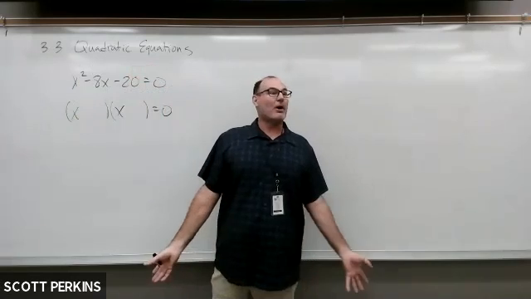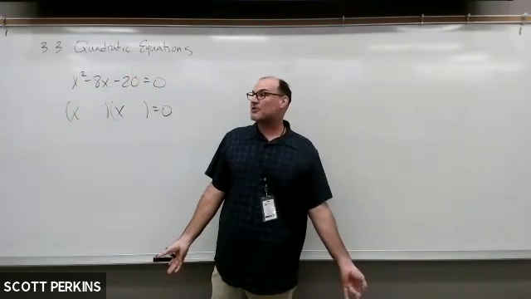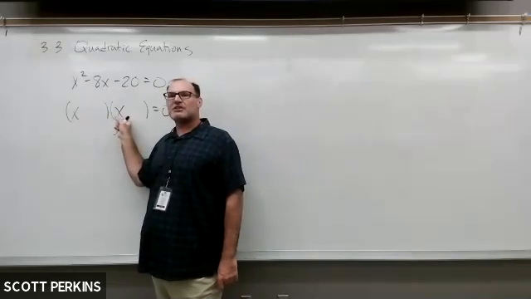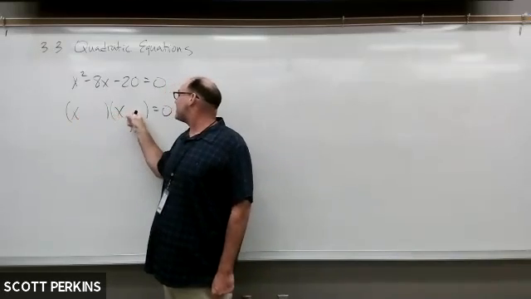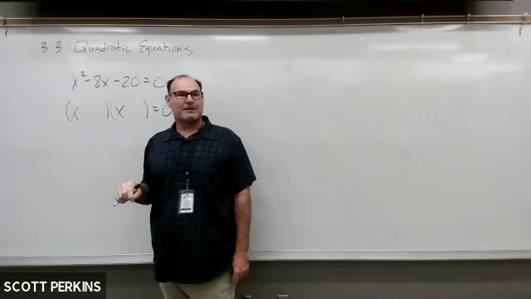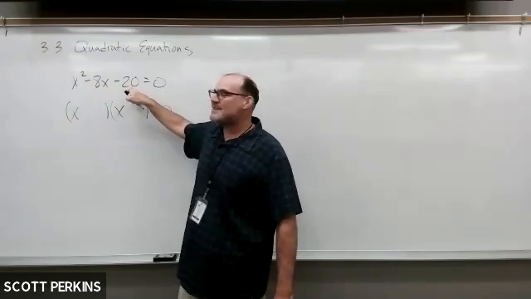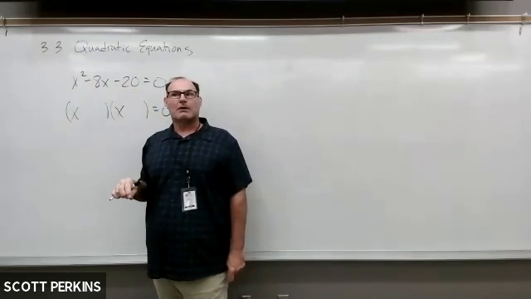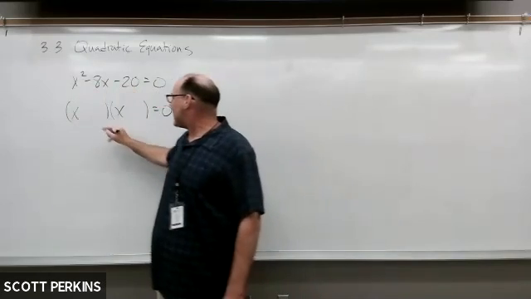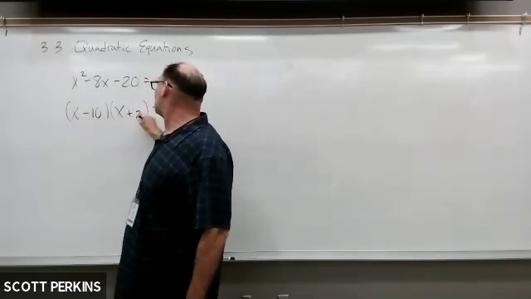And if you remember your foiling, my firsts, my outers, my inners, my lasts. These second two numbers are going to be responsible for, when I multiply them, I get my lasts. When I add them, I get my middle. So what two factors of negative 20 add up to negative 8? Okay, negative 10, positive 2.